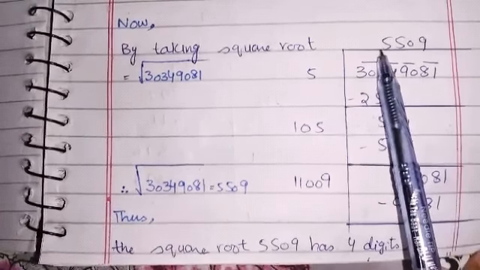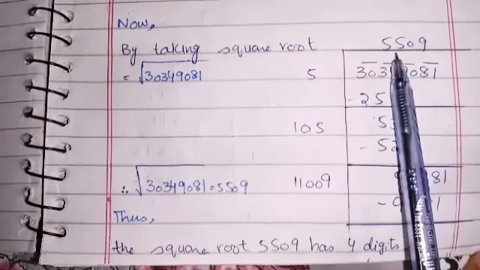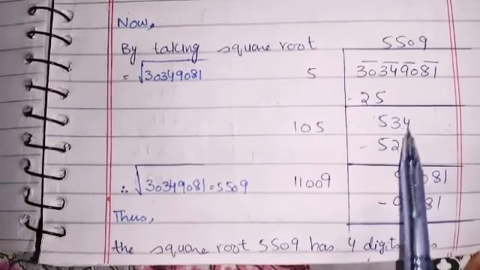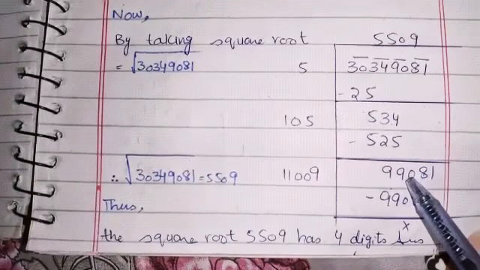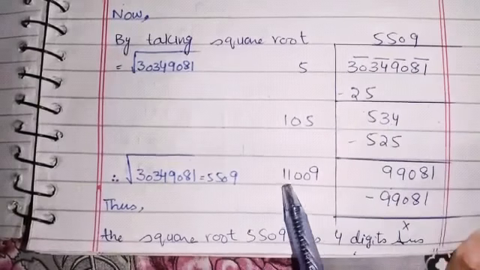In the quotient we have 5. When we double it, we get 10. We will write 5 with it and multiply it with 5. After the multiplication, the product is 525, and after the subtraction we get 9. We will write a complete pair down, so we have 990. In the quotient we have 55. When we double it, we get 110.